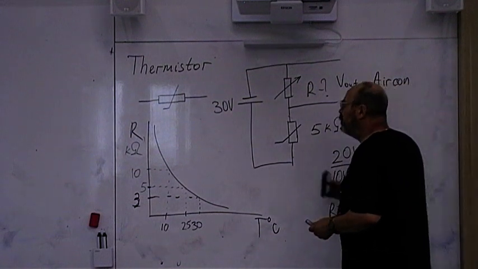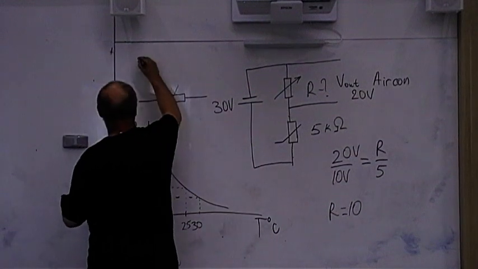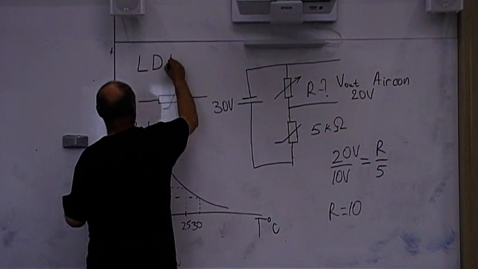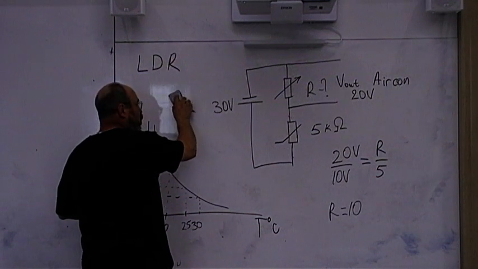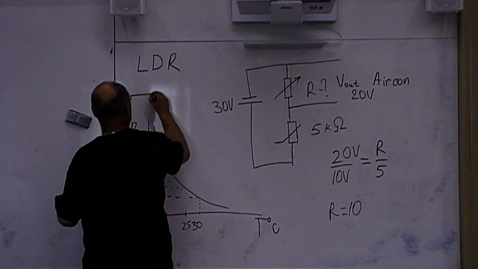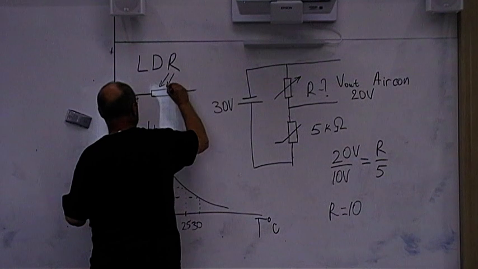Now, the same idea is behind automatic lights that turn on when it becomes too dark. Instead of the thermistor, we're using an LDR, a light dependent resistor, which on the diagram is a resistor with light falling on it.